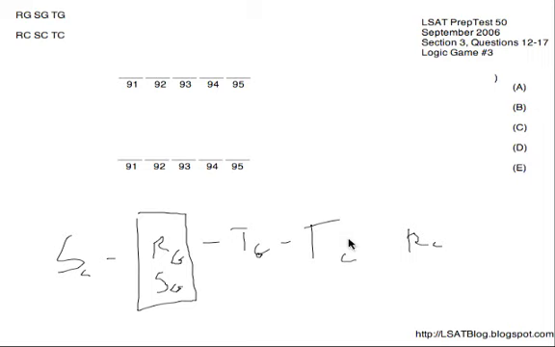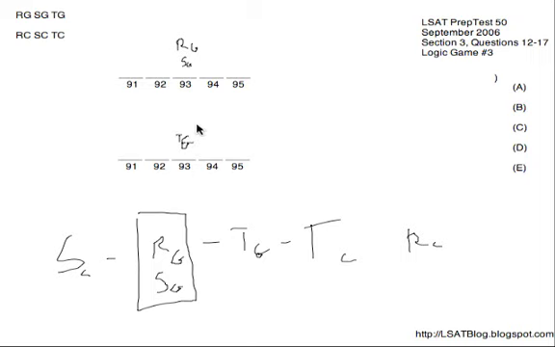So the final rule tells us at least one graduates in 93. So that's going to be either TG or RG and SG. So I'll create two different main diagrams based on the placement of the graduations. So on the top diagram, I'll put RG and SG on 93, and then in the bottom diagram, I will put TG on 93. So those right there are our two main diagrams for the game.